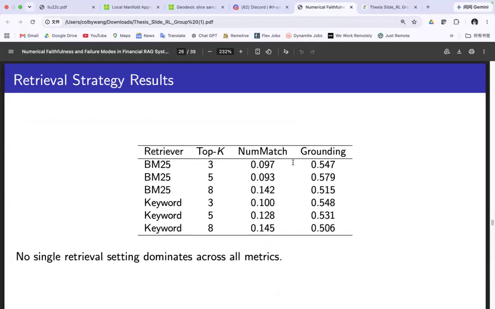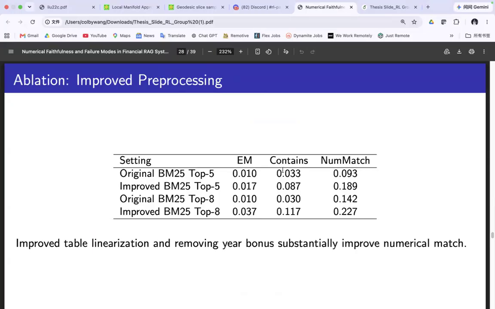And here we are looking at, hold on a second.